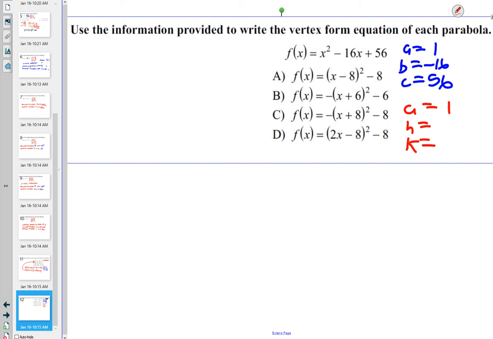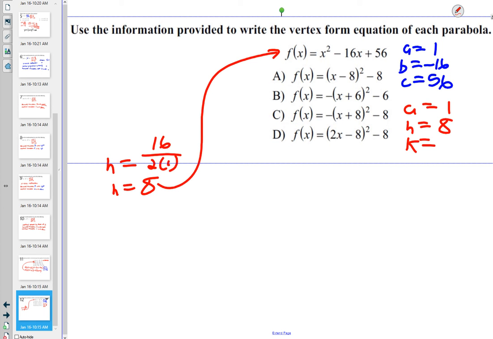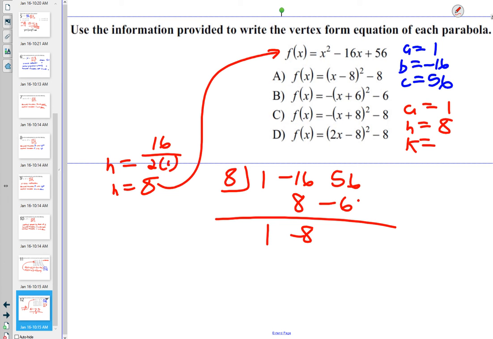How do I find H? If B is already negative, that's going to be positive 16 over 2 times 1, which is 8. Then with K, you can substitute that 8 and plug it in here if you want. Or you can do it the way that Martha hates, which is synthetic substitution. Drop the 1, 8, negative 8, negative 64, negative 8.